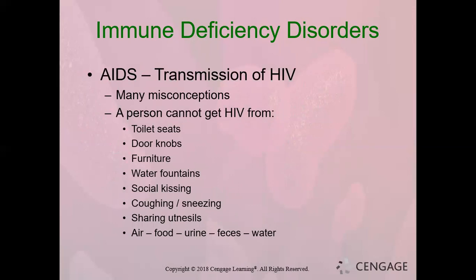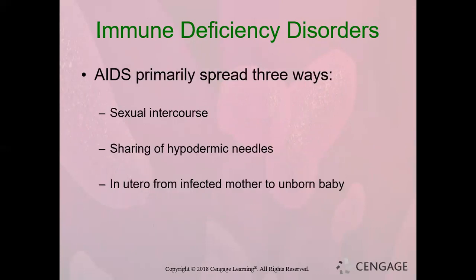There are still many misconceptions. You can't get HIV from toilet seats, doorknobs, water fountains, kissing, sharing utensils, air, food, urine, feces, water, none of those things, because like I said, once it hits the air, it's dead. It's spread 3 ways: sexual intercourse, needle sharing, and in utero from an infected mother to her unborn baby, or in a hospital setting where a nurse or a physician sticks themselves accidentally, and that does still happen.